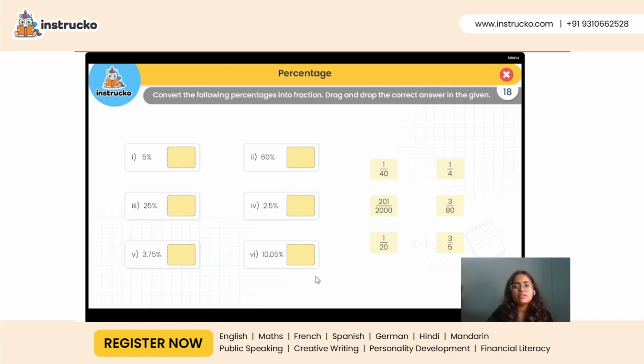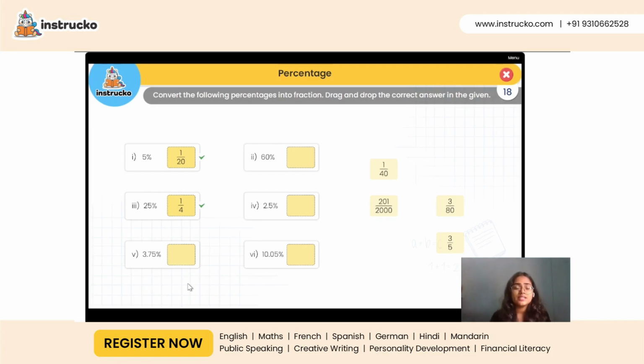5 by 100, simplify it, you will get 1 by 20. Let's try that. Yes, the right answer. 25%, 25 by 100, simplify it, and you will get, is it 1 by 40? Did you get 1 by 40? Did you get 1 by 4? Let's try 1 by 4. And that is the right answer. I hope you got it right.